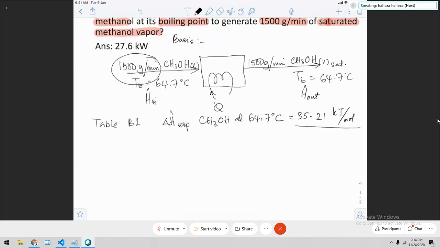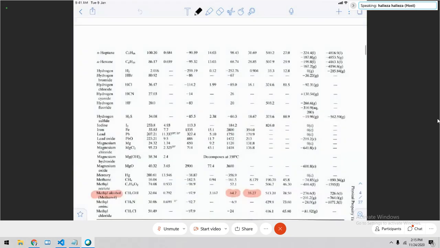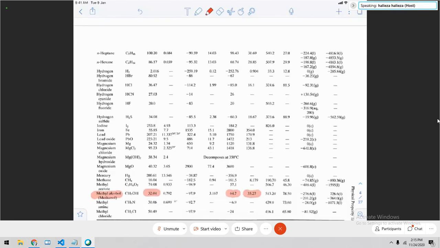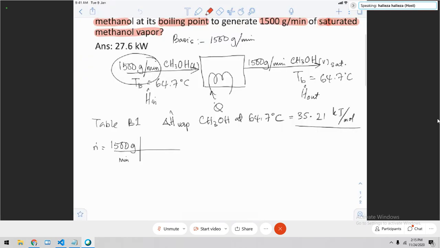So the basis should be 1,500 gram per minute. But because the unit is in mole, we're going to change that to mole. So your n is equal to 1,500 gram per minute. Change that into mole. The molecular weight of methanol, let's go back to our table. Yes, 32.04 gram per mole.